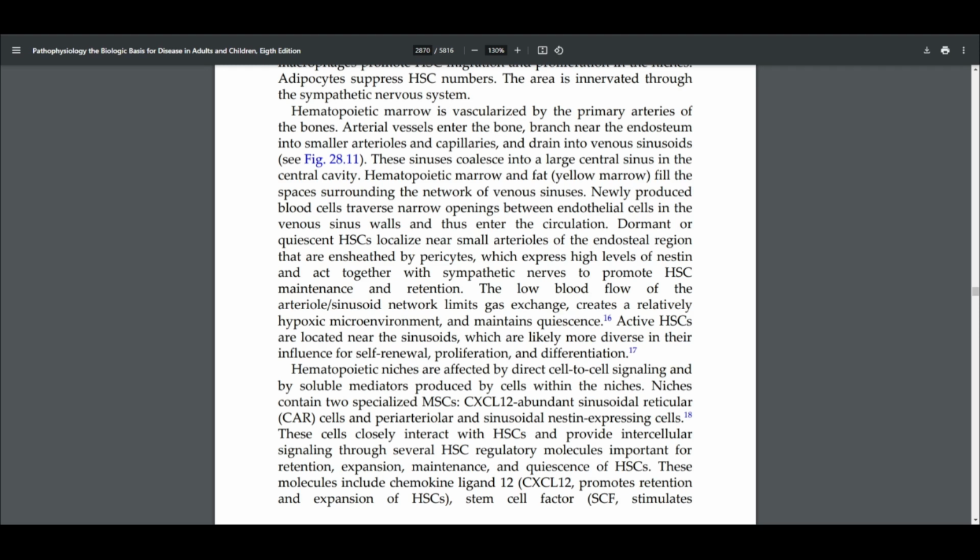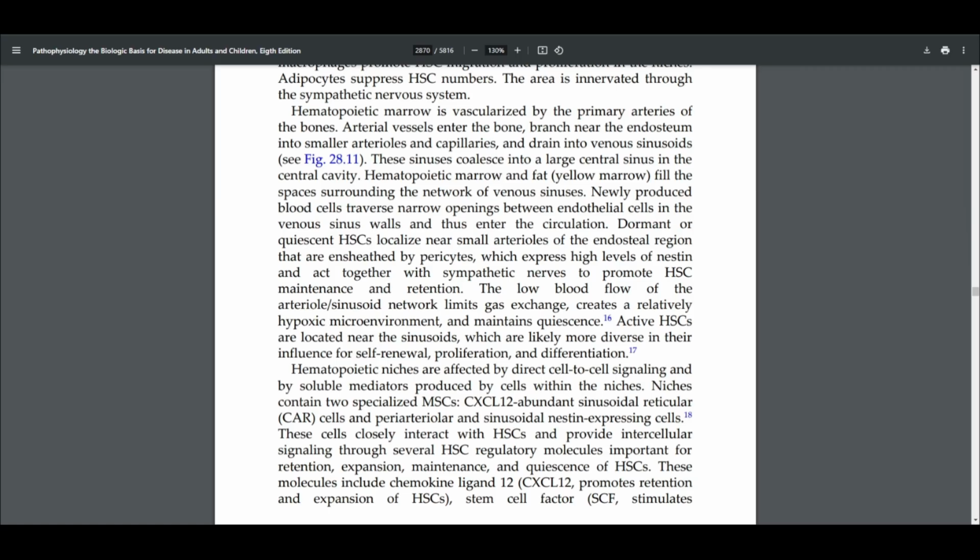These sinuses coalesce into a large central sinus in the central cavity. Hematopoietic marrow and fat fill the spaces surrounded by a network of venous sinuses. Newly produced blood cells traverse narrow openings between endothelial cells and the venous sinus wall and thus enter the circulation.